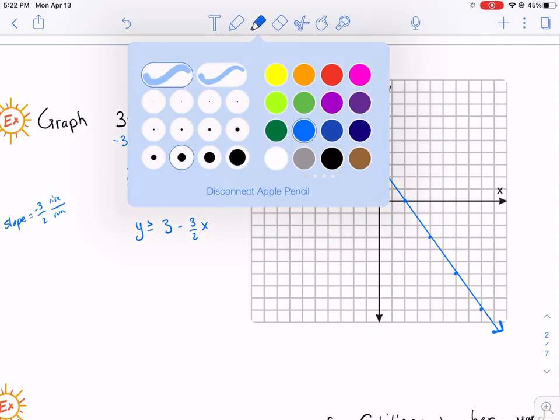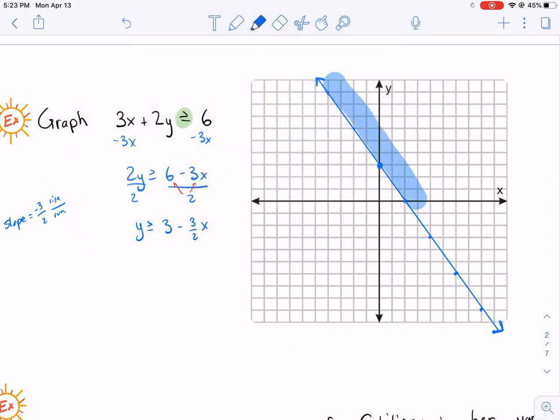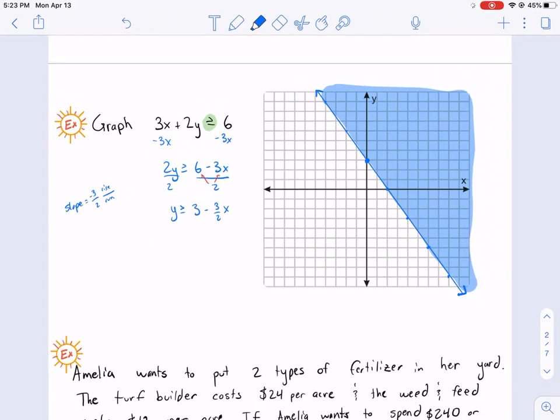Okay, so I'm going to get my blue and I'm going to shade above the line. Remember, if it's y is less than, then we shade below the line. So here we go. I'm shading, and this represents all of my solution sets.